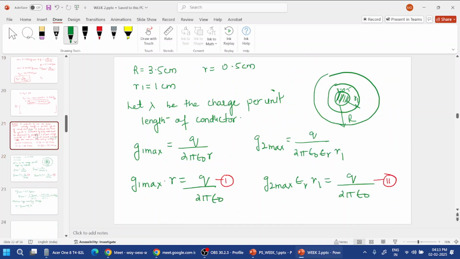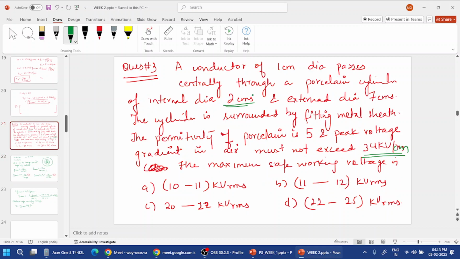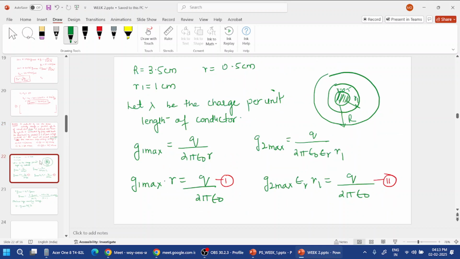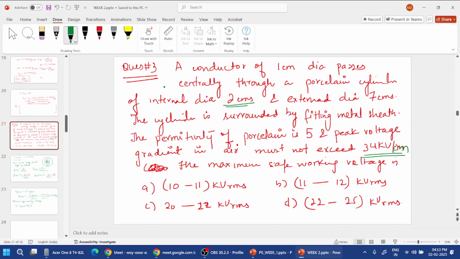Actually, R1, it is given here now. I think if you have joined initially, here what we have, this is the conductor. It is saying a conductor of 1 centimeter dia passes through a porcelain cylinder. So basically we write conductor radius as R. Then it passes through a porcelain cylinder of internal dia 2 centimeter and external dia 7 centimeter. Then this cylinder is surrounded by a metal sheath.